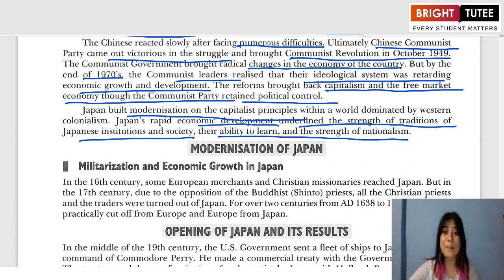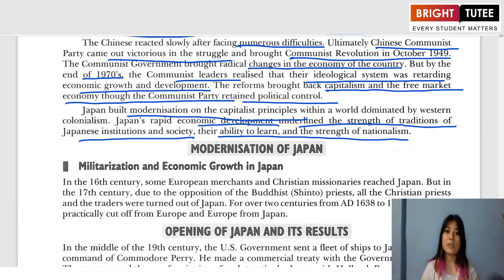So the kind of rapid economic development and growth that Japan witnessed demonstrated to the world, to other countries, the strength of Japanese institutions, the traditions, the strength of the traditions of Japanese society and culture, the Japanese ability to learn, to overcome difficulties, and their strength of nationalism. Okay, so all these aspects of development and growth in each of these respective countries, in China as well as Japan, helped to develop both of them as a modern nation state.